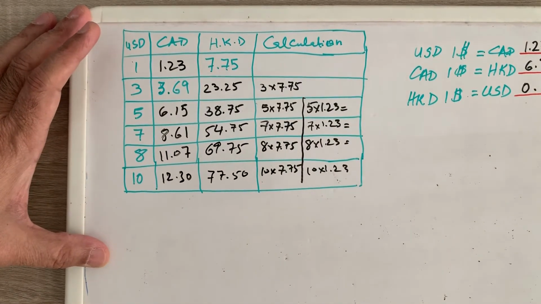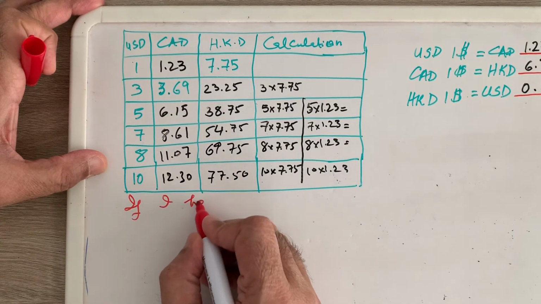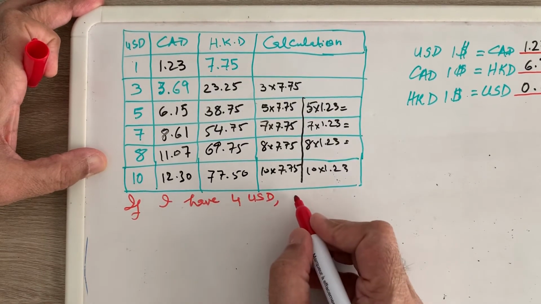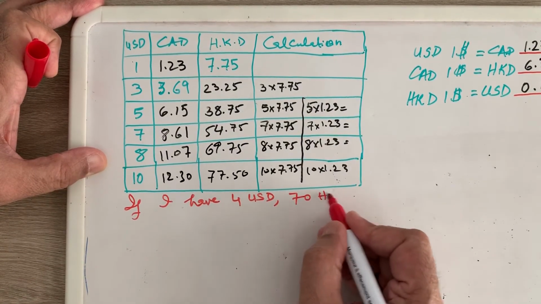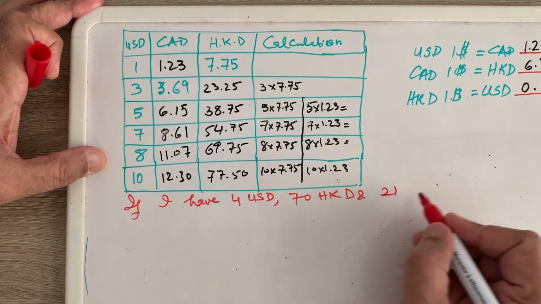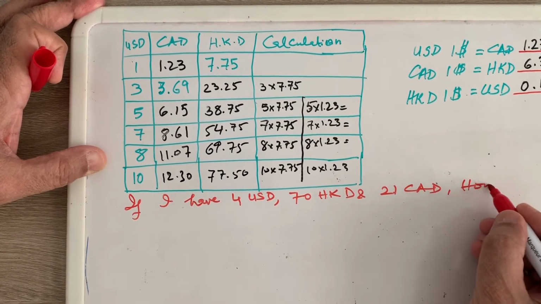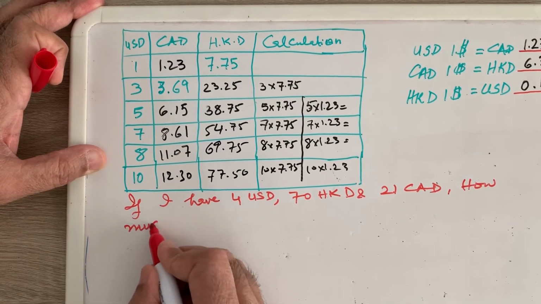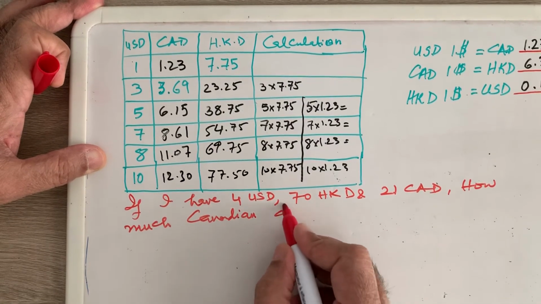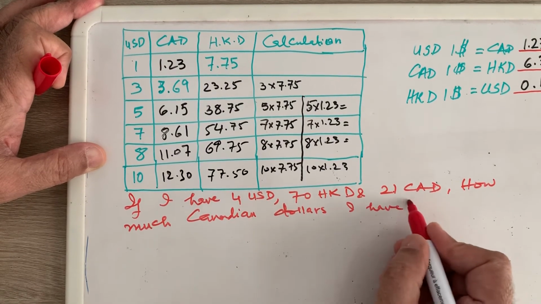And the question is, if I have 4 US dollars, 70 HKD, Hong Kong dollars, and 21 Canadian dollars, how many Canadian dollars do I have? So this is the question.